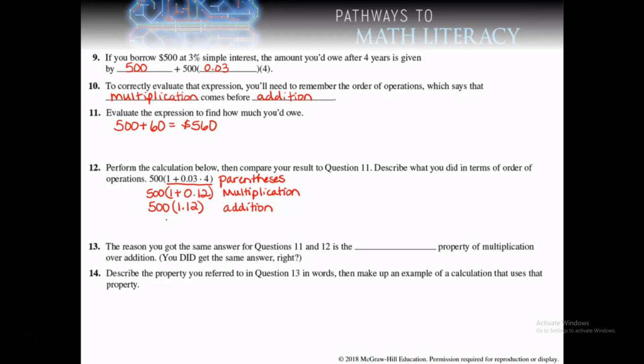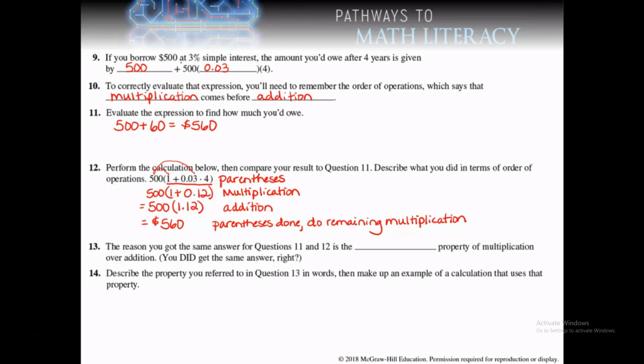So in 13, it wants us to look back at questions 11 and 12 and notice that we got the same answer in both. And the question is why? Well, if we look in number 12 at the way the problem was written and think about the distributive property, it would let us do 500 times 1 and then 500 times 0.03 times 4. And that's exactly how what we evaluated in number 11 had been written if you look back up at number 9.